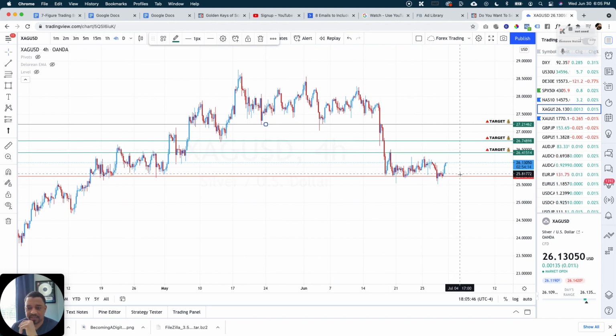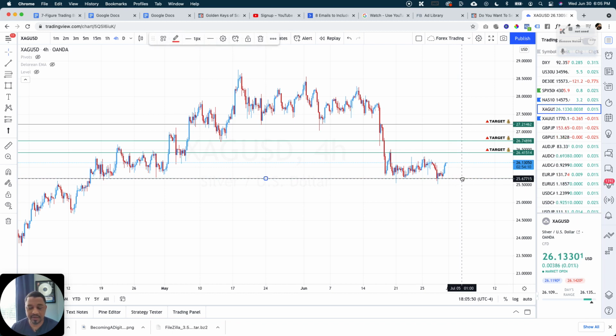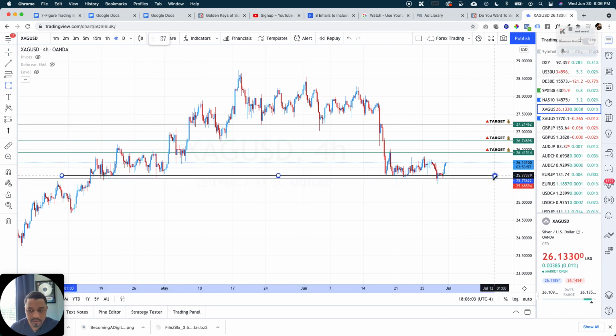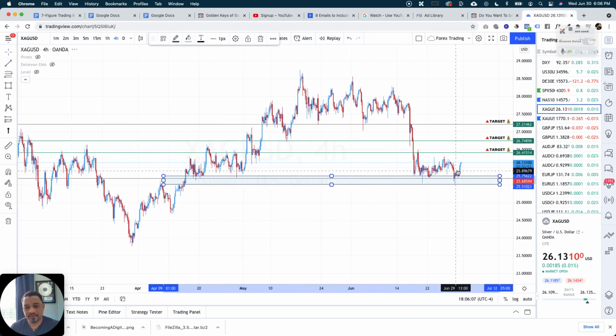If it rejects, it would have to break out of this general area. Now, when I make lines, these are not set in stone. These are general areas. That's why I call them zones. Market can break out of these zones. So if you look here, this is a zone. So for me to sell silver, it would have to break out of this zone.